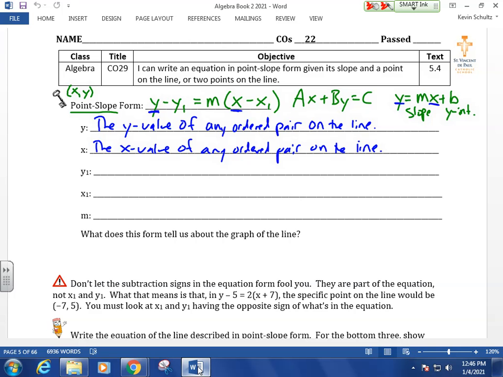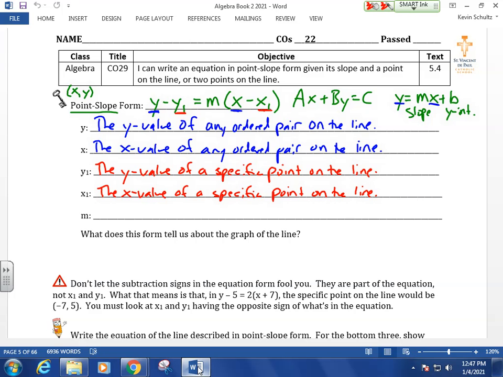The y1 and the x1, which we'll underline in red here, are values that you're going to replace with numbers because they represent a specific point on that line. It can be any point that you choose, but it's specifically calling out a point. So the y1 is the y value of a specific point on the line. And the x1 is the x value of a specific point on the line. So when you write the equation, they will be replaced with numbers of an ordered pair that you choose.